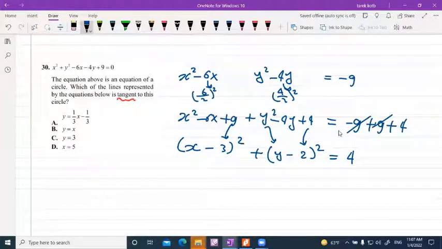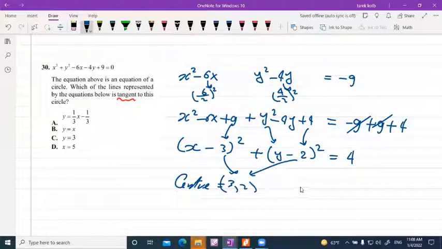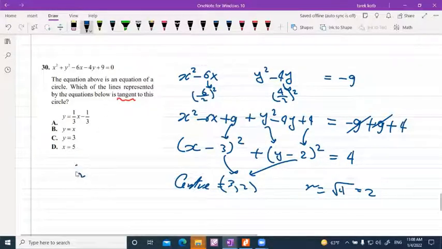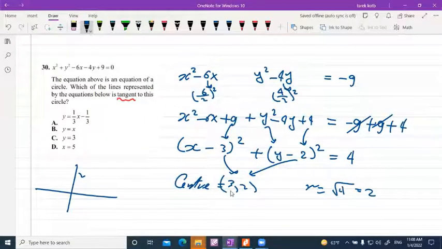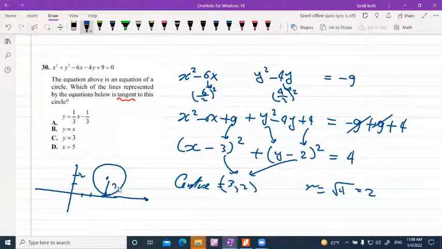So the center of the circle will be 3 and 2, and the radius will be the square root of 4, which is 2. So let's try to draw the circle. The center is 3 and 2. This is 1, 2, 3, and up to 1, 2. This is the center. The radius is 2, which means it is touching, because this is 2 and this is also 2.